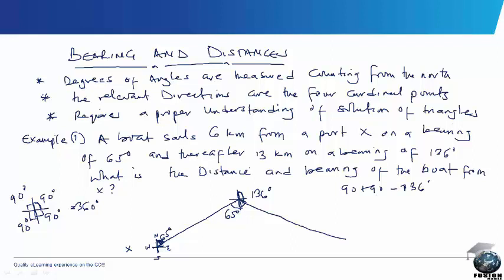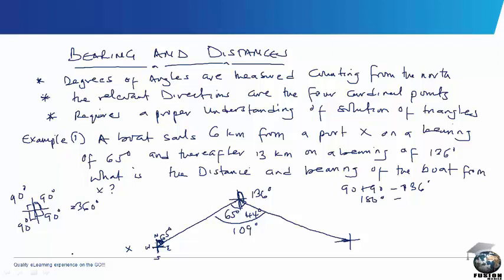So 90 plus 90 gives 180, minus 136, which gives us 44 degrees. The total angle under this part is adding the two, 44 plus 65, to give 109 degrees. So this is the point where the boat sailed and stopped.